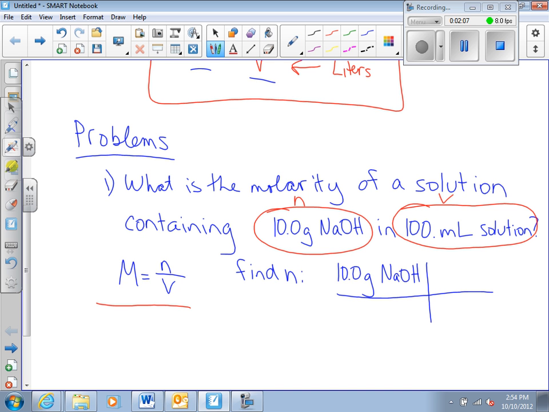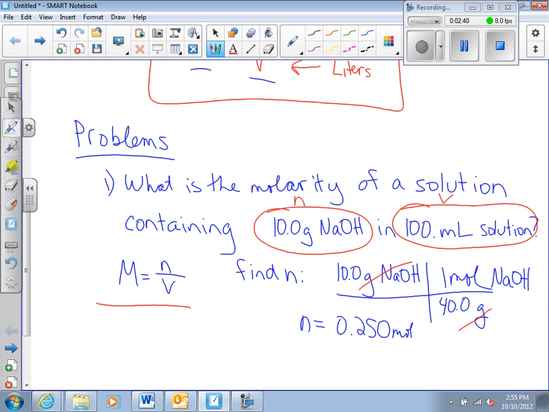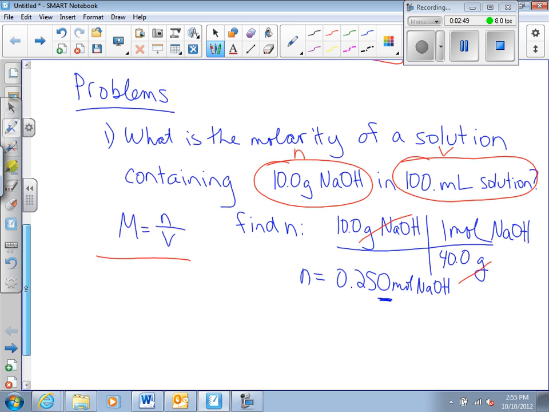So we have 10 grams of NaOH. And how do we get from grams to moles? We use molar mass. And the molar mass of sodium hydroxide is 40 grams to 1 mole. Why did I put the grams on the bottom? So that we could cancel out our units. We have to cancel our grams. Okay, so this is 0.250 moles of NaOH. Notice I kept 3 significant figures here. I put that last 0 there to signify that we have 3 sig figs in this problem.